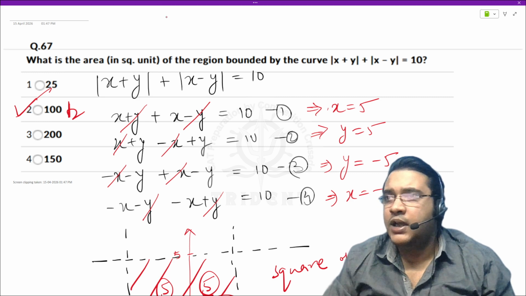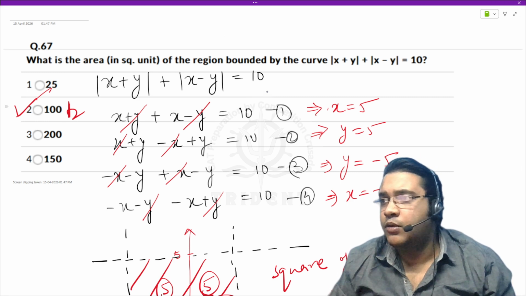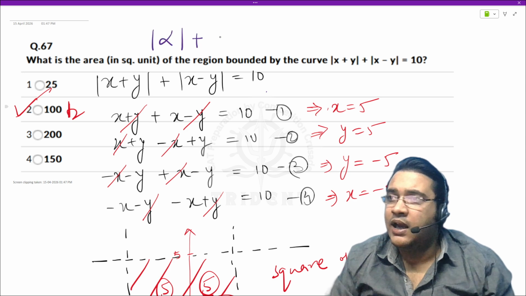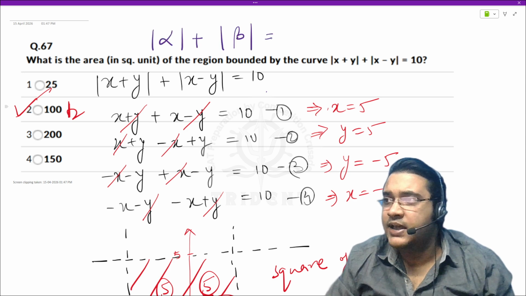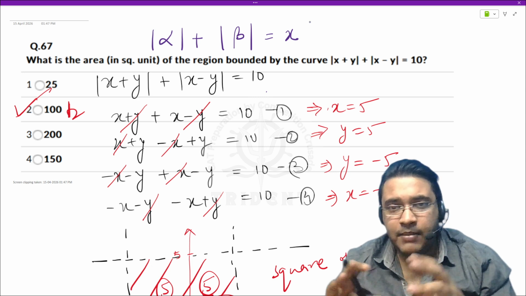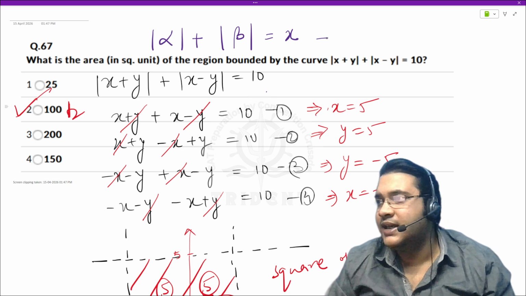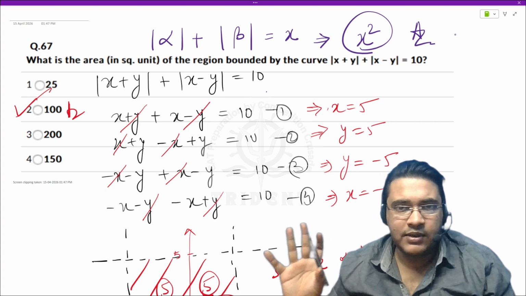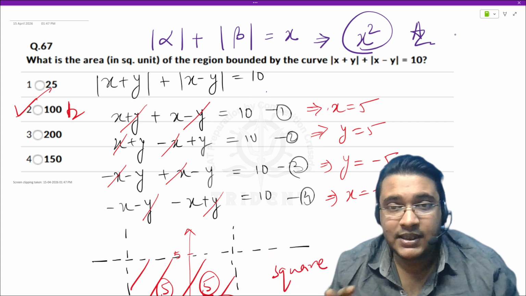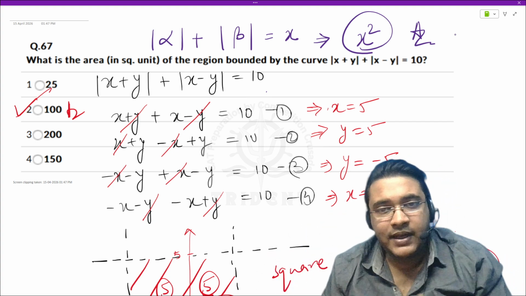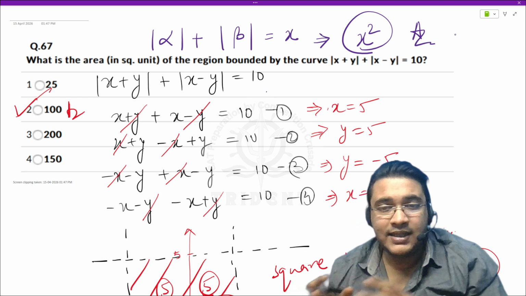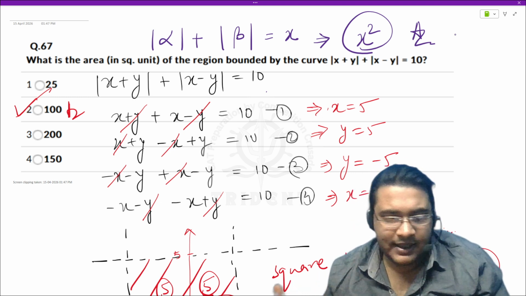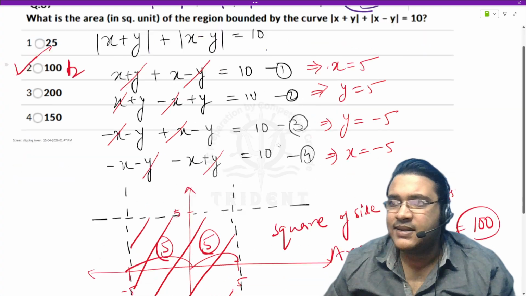Now, there is a direct formula. I told you right now that there is a direct formula for these kinds of questions. For example, in an exam setup, if you find mod of alpha plus mod of beta is equal to x, the area bounded by this kind of an expression will directly be x squared. This is a direct formula. If you get something like mod of alpha plus mod of beta is equal to x, then the area of the region bounded by alpha and beta will be x squared. I hope that made sense.